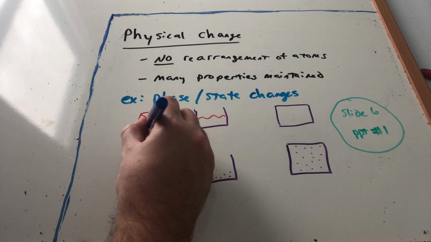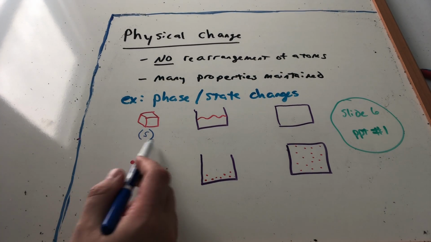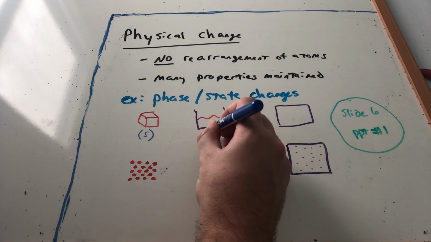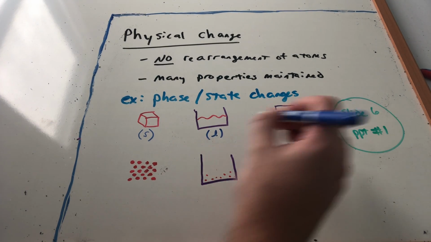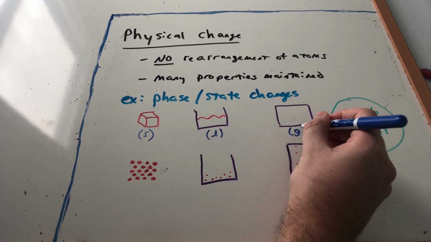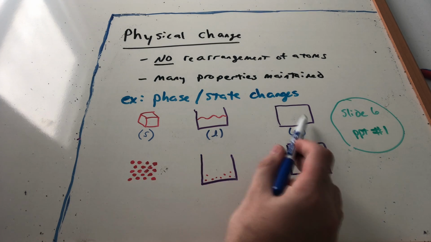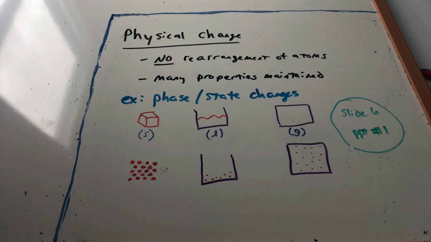So here we're going to have a solid, and what we do to signify that we have a solid is we use a parentheses and a small s. Here we're going to have a liquid, and we're going to use parentheses and a cursive L, and then here we have a gas. Okay, so this is a solid, liquid, and gas, and this is the scale that we would see. This is the experimental scale. This is what we would see in the laboratory.